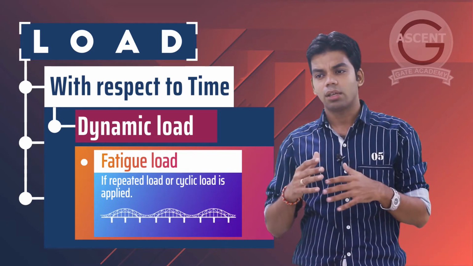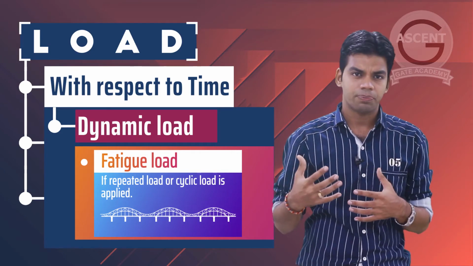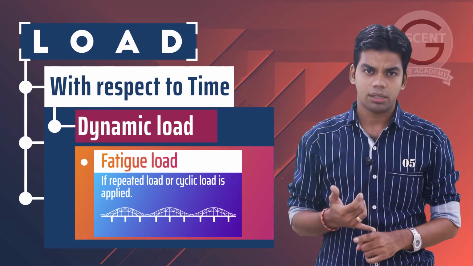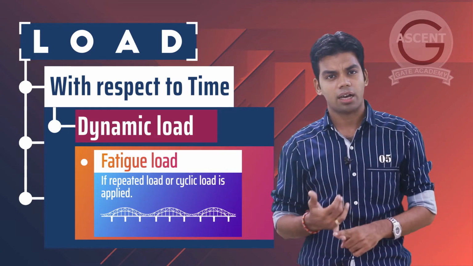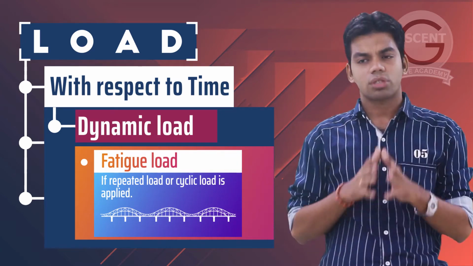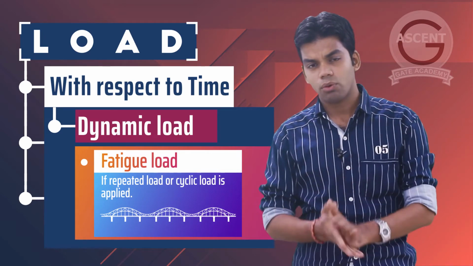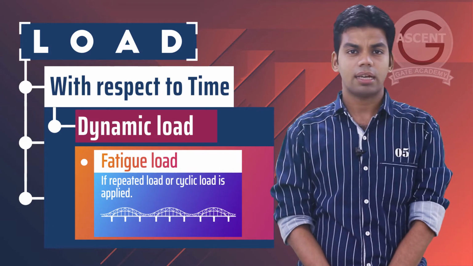For example, the load which is acting on a bridge. In a bridge all types of vehicles travel. It can be a heavy duty truck, it can be a car, it can be a bike. So the magnitude of the load is continuously changing. Such a type of load is known as the fatigue load. Next type of dynamic load is the impact load.